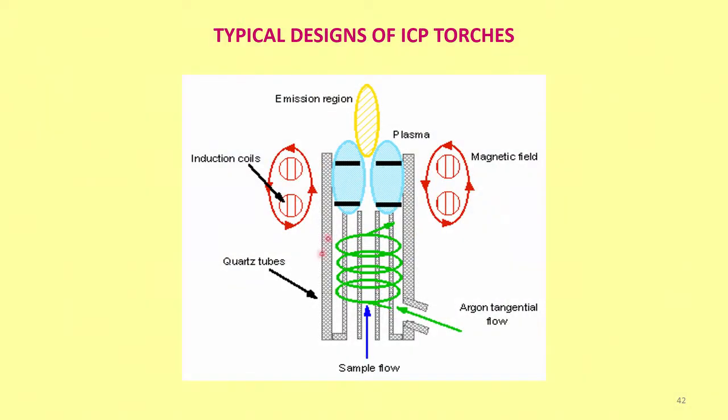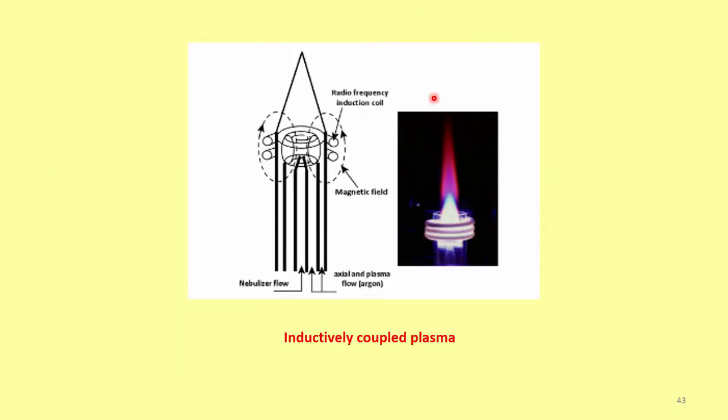This is the torch we were discussing, with 3 concentric circles in which the argon gas is flowing. It is flowing round and round also. The sample is picked up like this and then it enters the system. So, this is inductively coupled plasma, an actual photograph of the plasma. Here you can see the plasma torch, and then the plasma is shown in the red one.